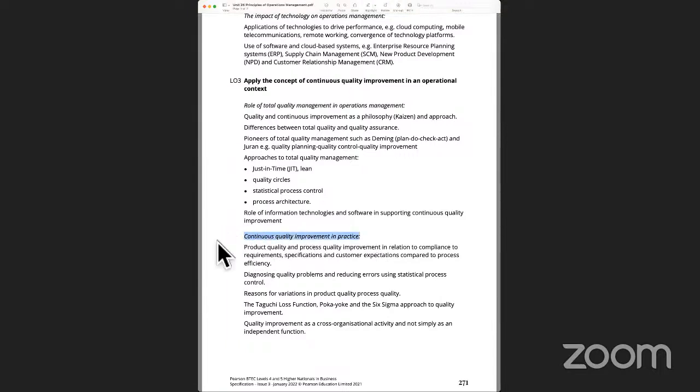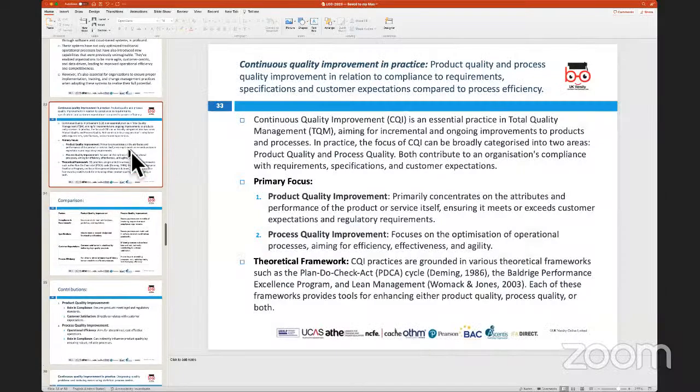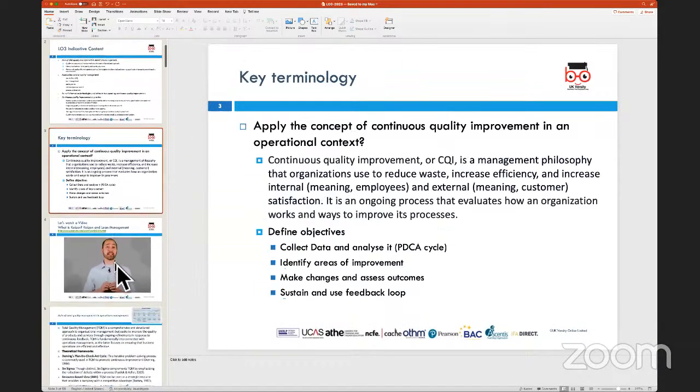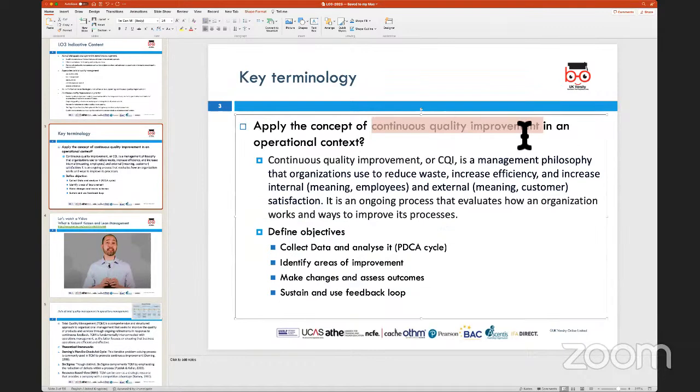So today we are looking at the CQI part being put into practice. So what we initially learned in the presentation, if I now switch over, we started off yesterday with the presentation, and we started with the first slide, which was talking about the concept of continuous quality improvement.